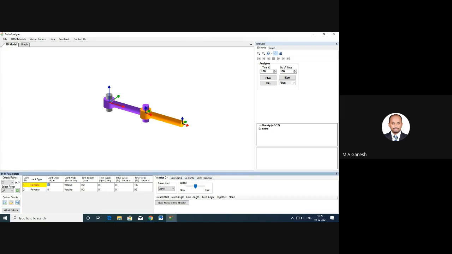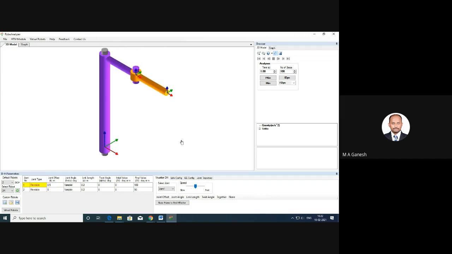So as you can see, joint offset. When I change the joint offset here to 0.5, you can see from the base there is some height. After a height of about 0.5 meters, a link is connected. So in case of a revolute joint, this is the joint offset.